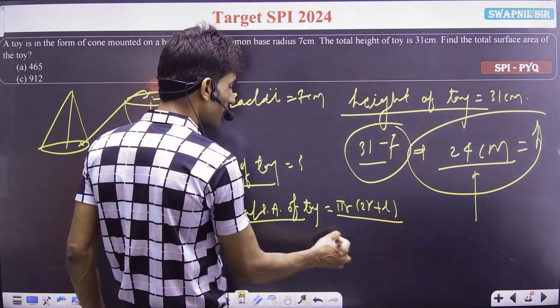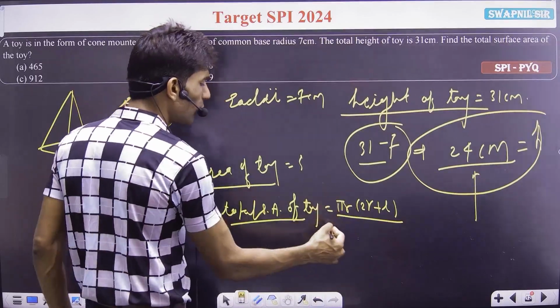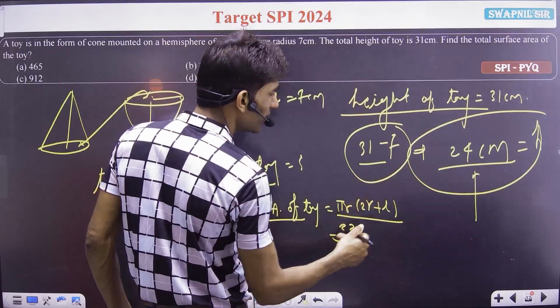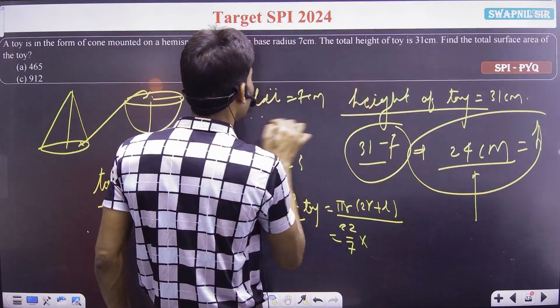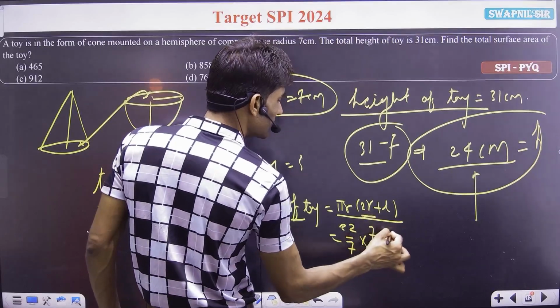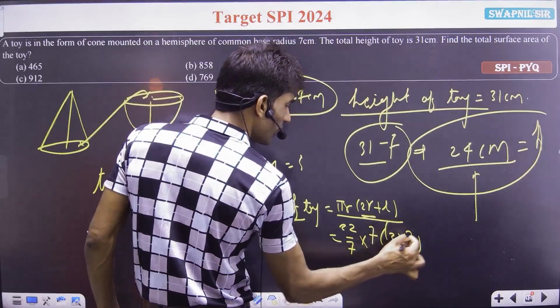What is the value of pi? We write 22 by 7. The radius we have here is 7 centimeter, multiplied by 2 times r, 2 times 7 we have here, plus l.